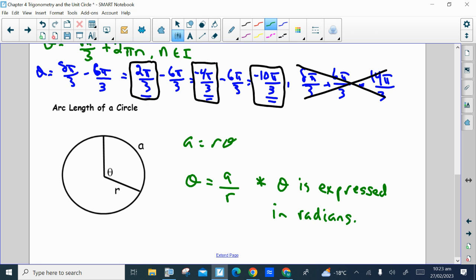That's the most common type of question you're going to see, where you're given theta, usually in degrees, you have to convert it to radians, and then you'll be asked to either find A given r or find r given A. And they must be in the same unit as well. Maybe both in centimeters, maybe both in inches, whatever the case is.